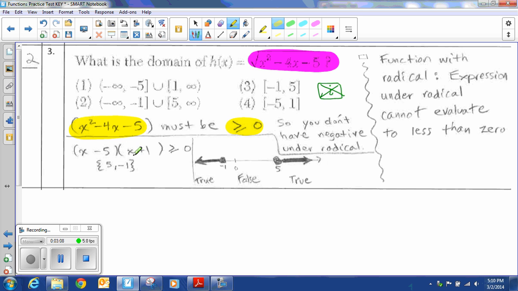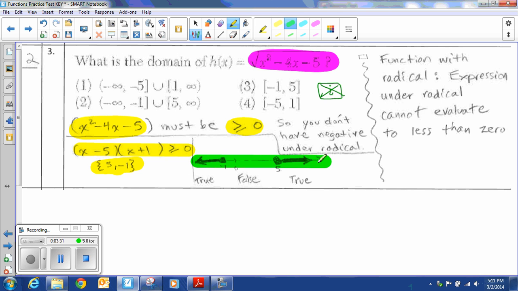Fortunately, you've already learned this skill, right? How to solve a quadratic inequality. So you factor the trinomial. Fortunately, it works out nicely. It's x minus 5 times x plus 1. You find the roots, 5 and negative 1, and then you come up with your test cases, your intervals.